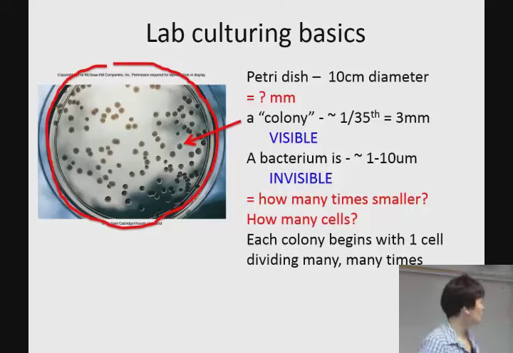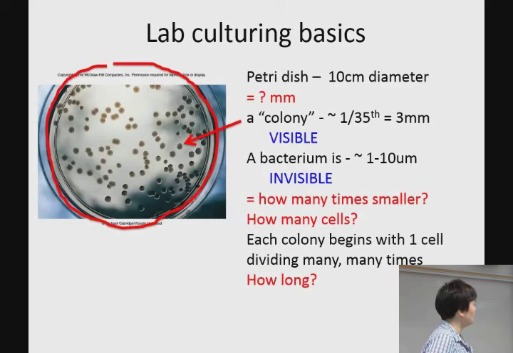Now, every single one of these colonies started with just 1 cell, right? So this represents a clone of 1 cell, dividing many, many, many times. And this is the basis of our being able to do pure culturing. Even though we can't see the microbes very easily to manipulate them, we can actually do very simple techniques in order to get pure cultures.